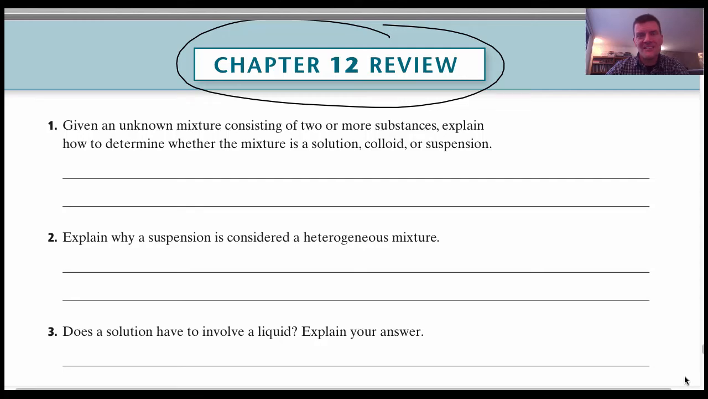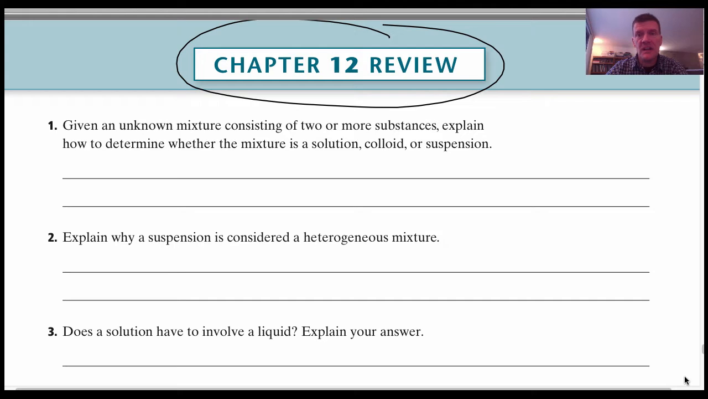All right, chemistry class, let's look at the review questions for chapter 12, and I'll walk through these with you, and we'll double check to see if we understand all these concepts. Okay? Remember, in this chapter we are talking about solutions. So solutions are mixtures, things that are going to be mixed together.